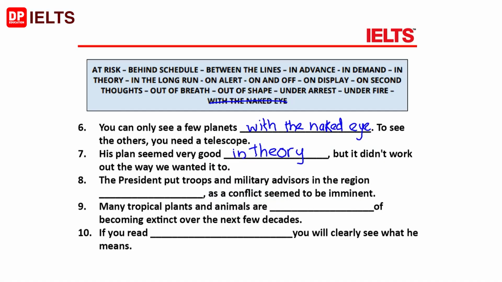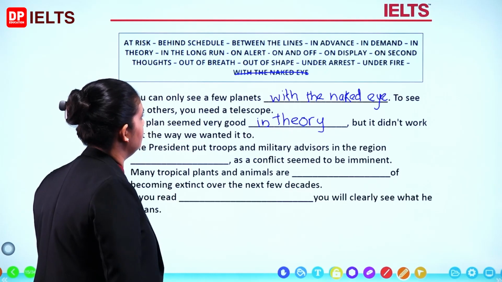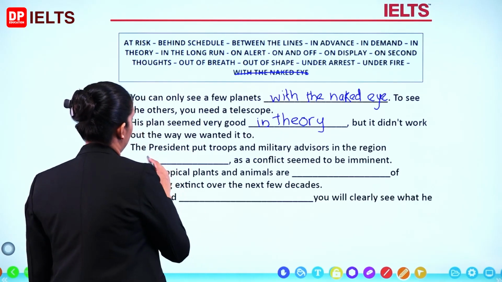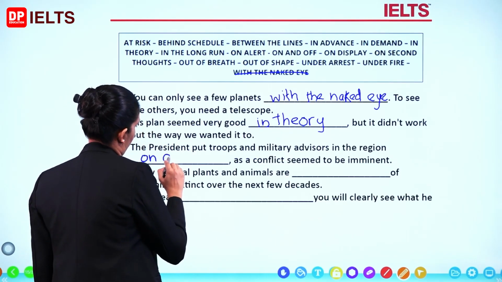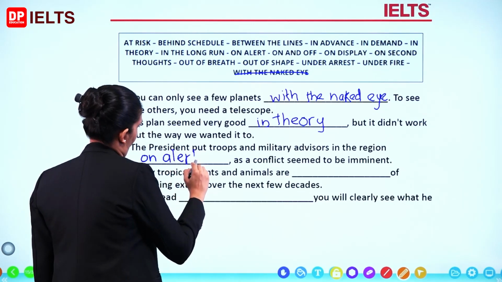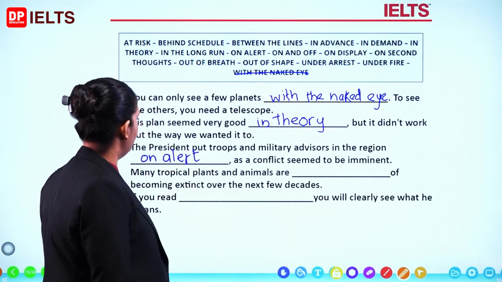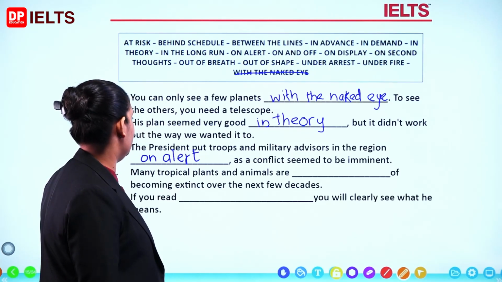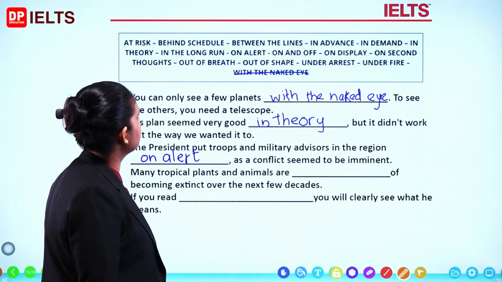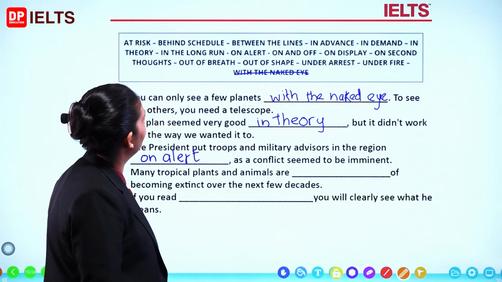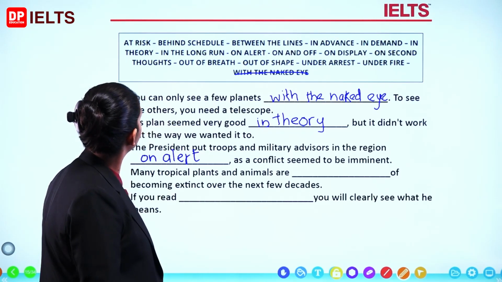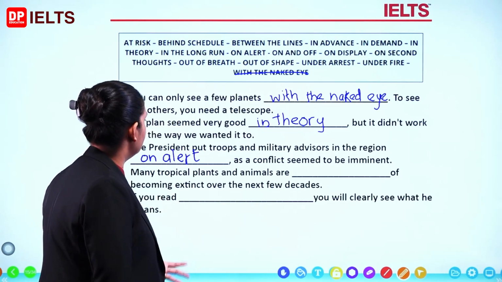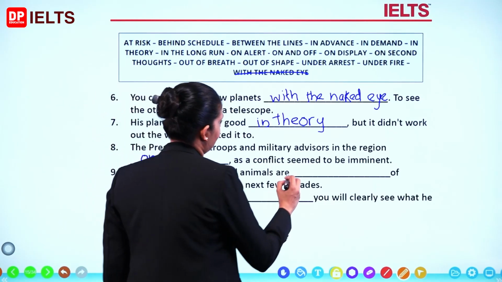Right. The president put troops and military advisors in the region, blank, as a conflict seemed to be imminent. So on alert. Many tropical plants and animals are blank of becoming extinct over the next few decades. Many tropical plants and animals are at risk.